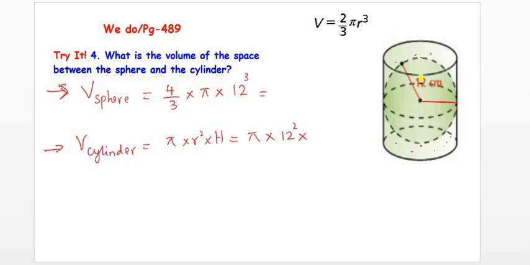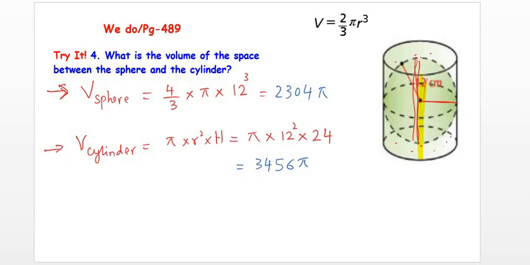The sphere is from the top to the bottom of the cylinder. So if the radius of the sphere is 12, then the diameter of the sphere will be 24, and the diameter of the sphere will become the height of the cylinder. So it's going to be 24, right? Because the diameter of the sphere will be 24. Clear? So let's find the values.